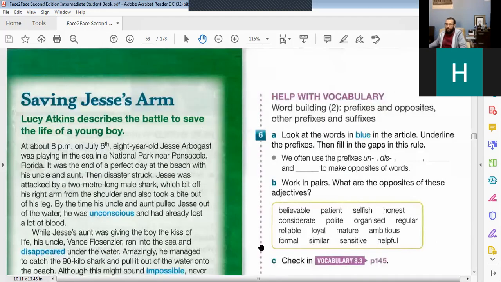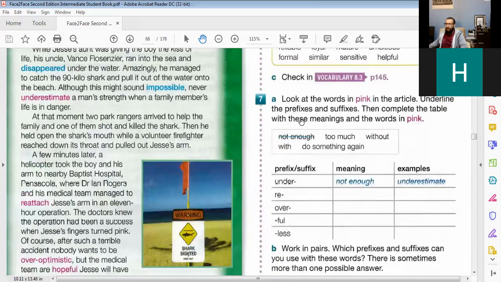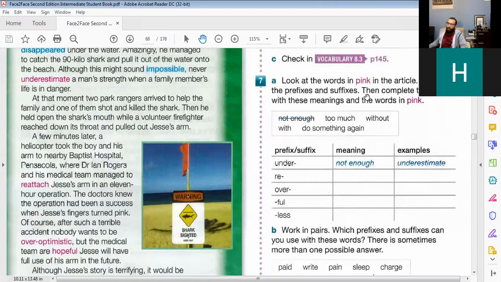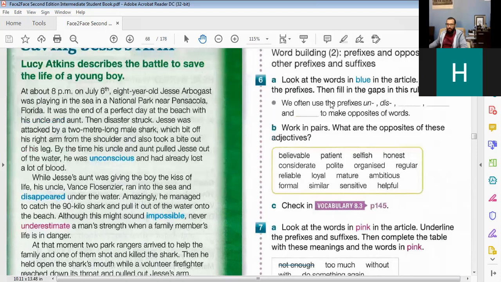at the next exercise. Now this time we're going to mix. In the pink words, we not only have prefixes, but we also have suffixes. So it says here, look at the pink words in the article, underline the prefixes and suffixes, then complete the table with these meanings and the words in pink. Let's start with the pink words and let's try to look at each one.